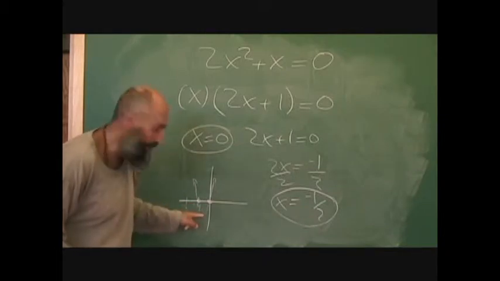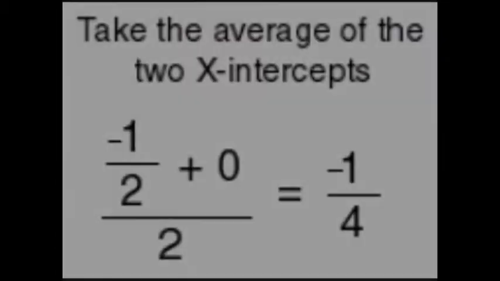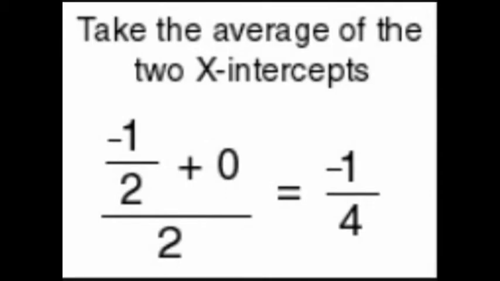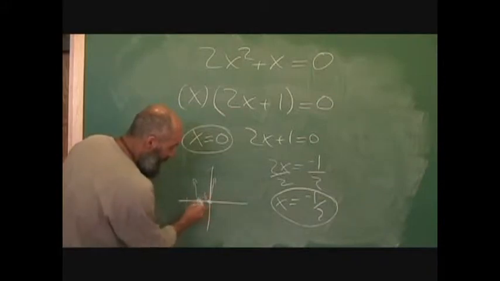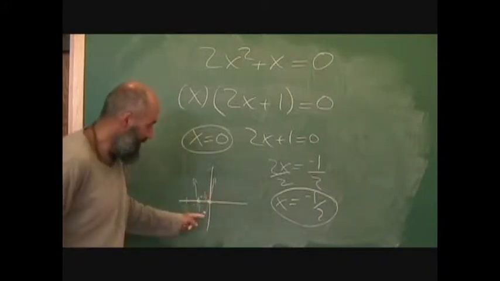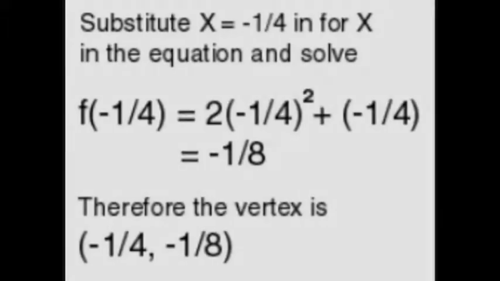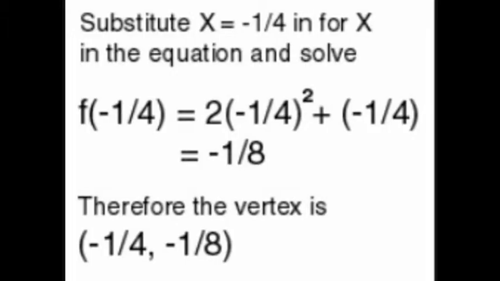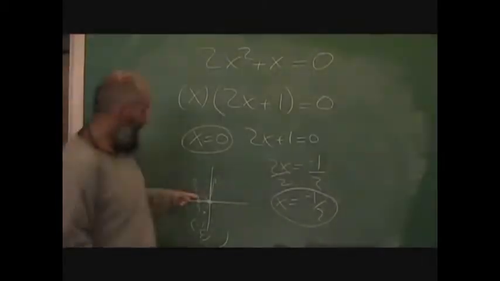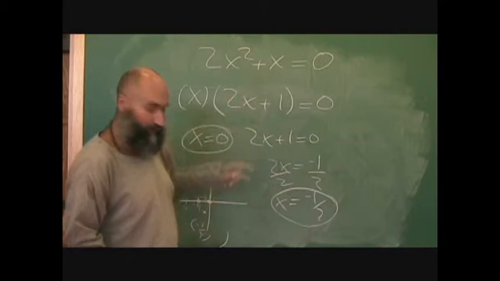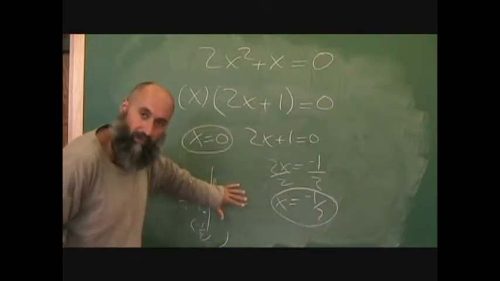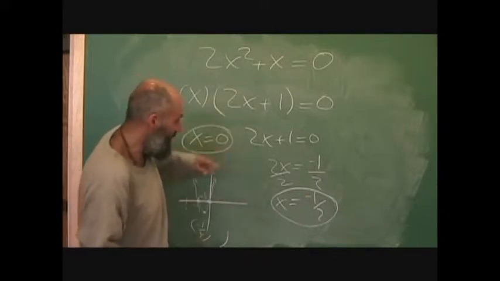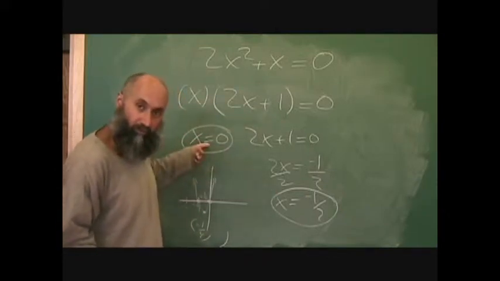If you want to find out how far down it goes, you take the average of these two numbers: negative 1 over 2 plus 0, divided by 2, is going to give you negative a quarter. And to find out the vertex of this parabola, you already have the x value at negative a quarter, and for the y value, you just plug negative a quarter in here, and whatever that equals, that's your y value. Again, I've gone way too far here. This is just for those people who have already done quadratic equations that want to know what these terms represent.